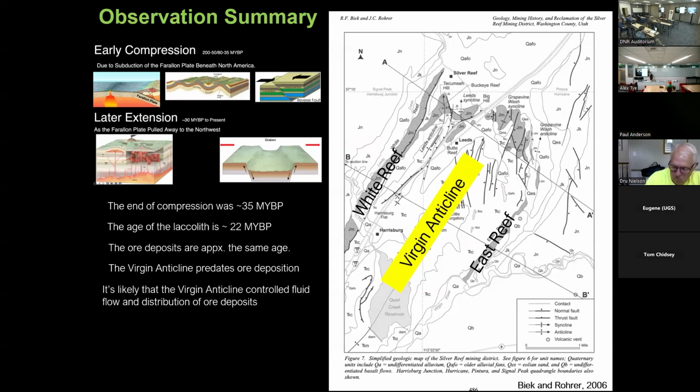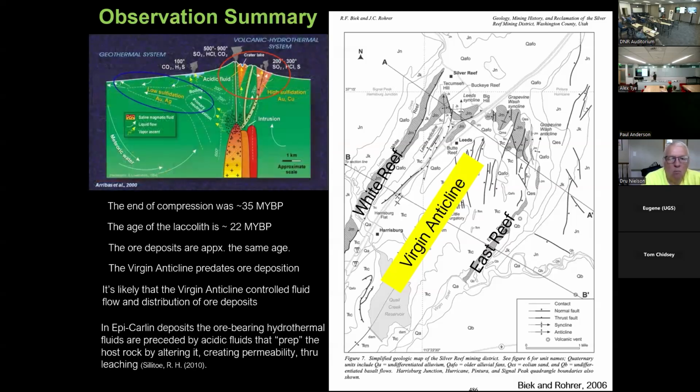Okay. It's likely that the Virgin Anticline controlled fluid flow and the distribution of ore deposits as well. These ore deposits rim the higher portion, this northeast portion of the Virgin Anticline. And all epithermal and epicarlin deposits, almost all, have that precursor of hydrothermal fluids that flush the reservoir and actually prep them to receive the ore-bearing fluids.